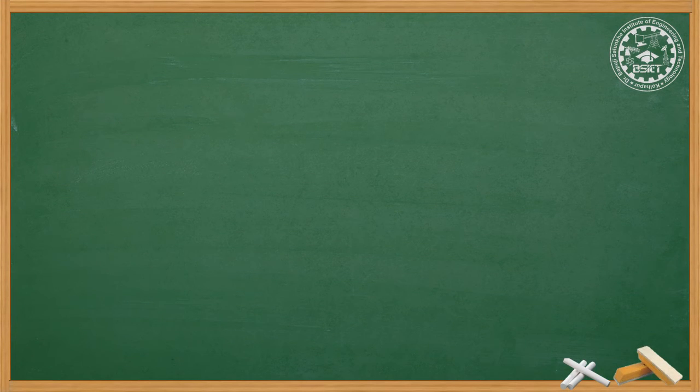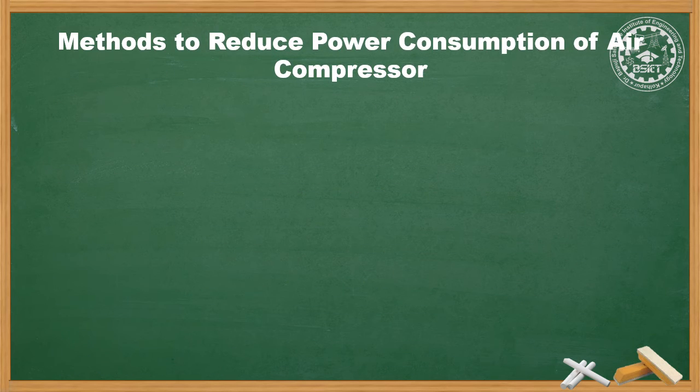This completes our air compressor chapters. The last point is methods to reduce power consumption of an air compressor. The air compressor consumes more power. So in order to reduce the power consumption of an air compressor, or to obtain more compressed air with the same amount of power, there are some methods.